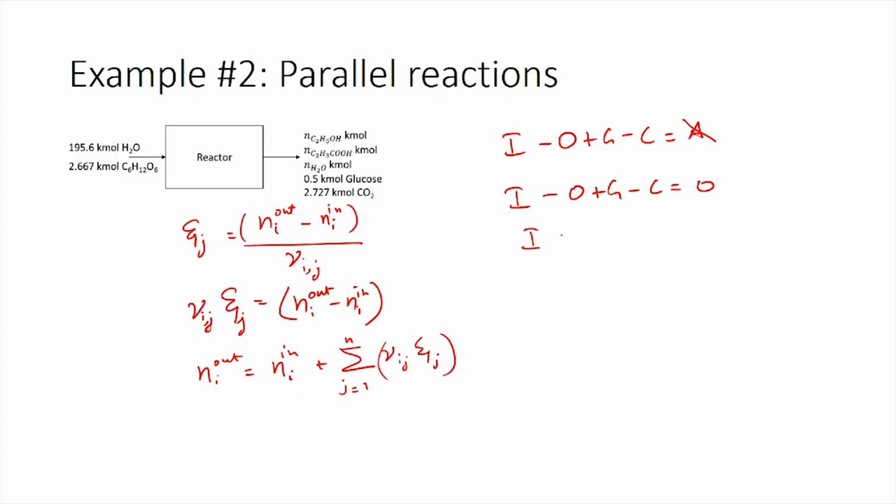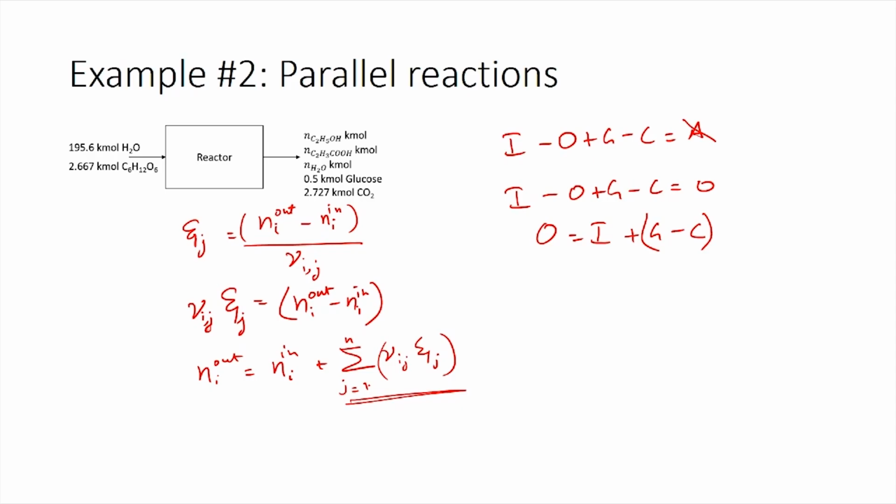So, output is basically equal to input plus generation minus consumption. This term, generation minus consumption, represents the change in the number of moles due to reaction. So, that can be represented as sigma of nu ij times the extent of reaction for reaction j.